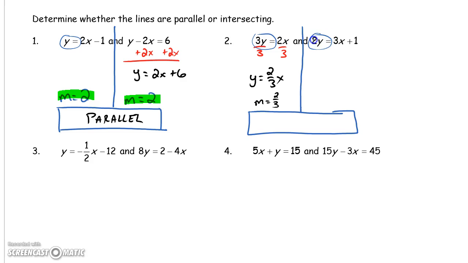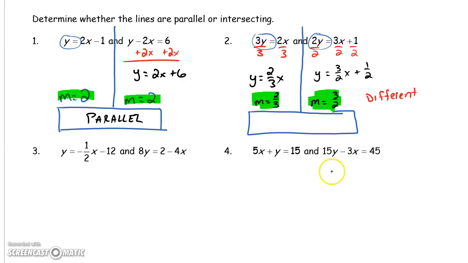This one is not solved for y. I divide by 2, divide by 2, divide by 2. That gives me y equals 3/2 x plus 1/2. A slope of 3/2. This slope and this slope are different. Different slope means my lines are not parallel. If they're not parallel, they intersect. I don't know anything about their intersection, I just know that they intersect.